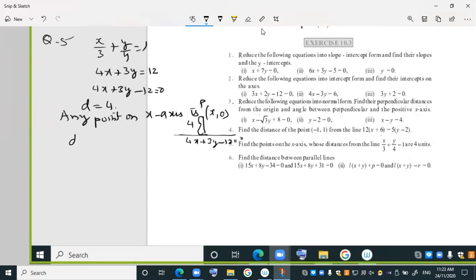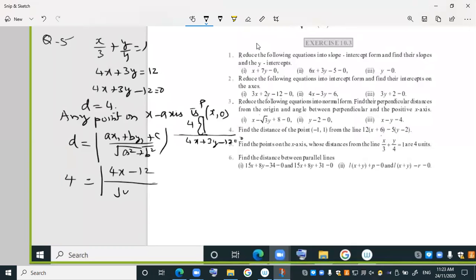So use this formula, d is equal to the same formula: ax1 plus by1 plus c upon under root a square plus b square. Here d is 4. So ax1, a is what? 4. Instead of x1 you will put x, y will become 0, and minus 12, divided by under root 4 square plus 3 square, because a, b and c.